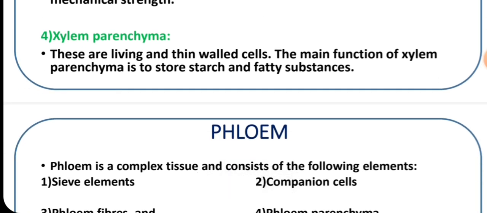Then we will take phloem in the next slide. Okay, here we stop with this.